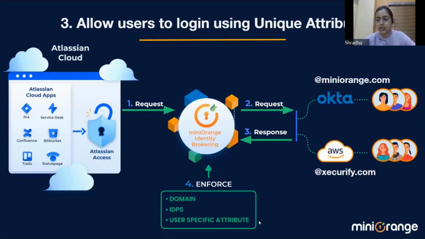When a user with a miniOrange email address tries to log in, the user will be redirected to Okta for authentication. Similarly, if the user wants to log in with a Securify email address, then the user will be redirected to AWS Cognito for further authentication process. This is domain-based identity provider mapping.